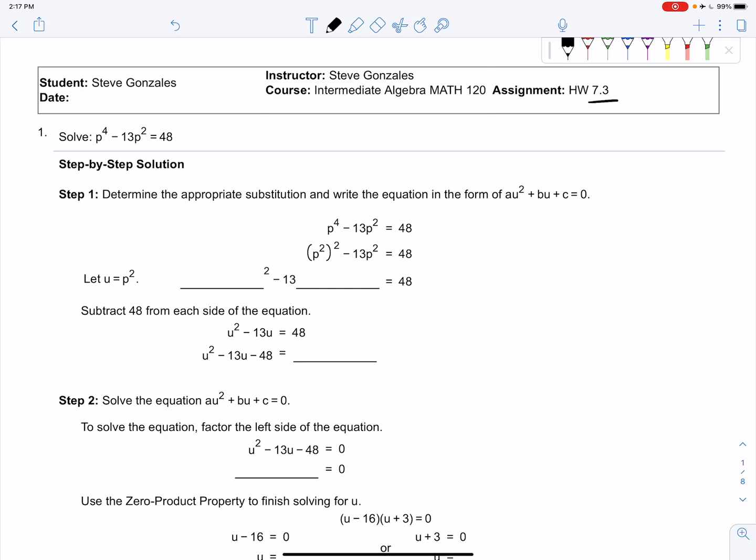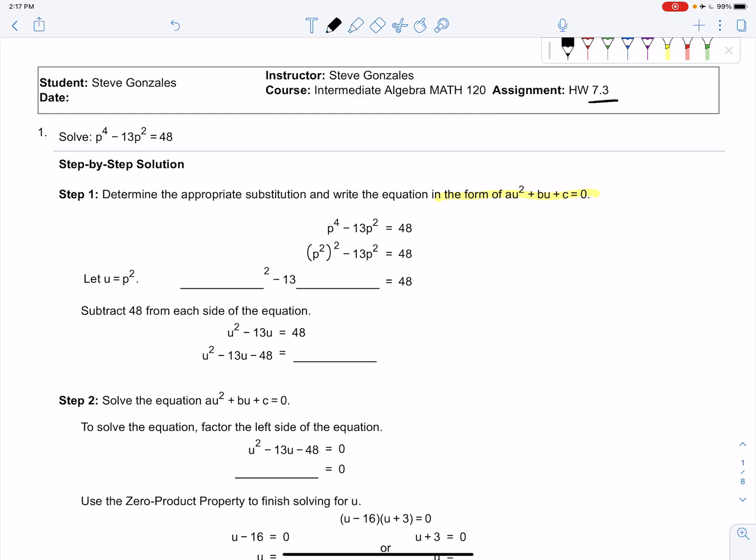7.3 is all about taking a look at equations that are quadratic in form. So they're not exactly quadratic equations, but they're quadratic in form. And let's see, there's the language right there. Write the equation, it's in the form of a quadratic.